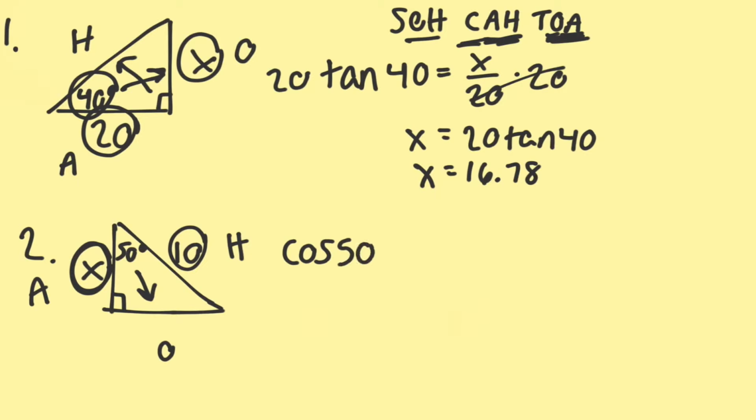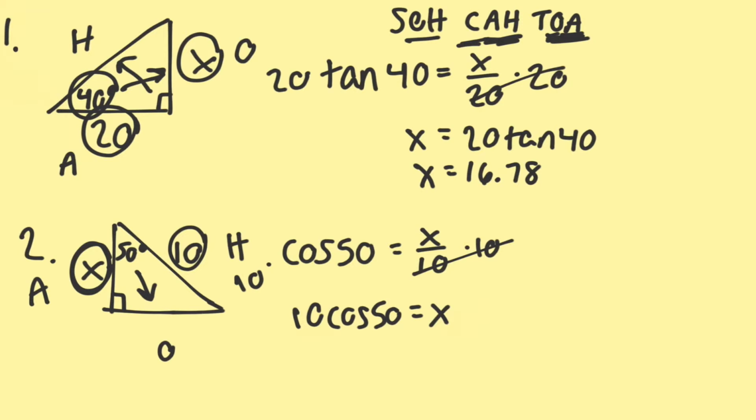Cosine of an angle, cosine of 50, equals adjacent x over hypotenuse 10. We want x by itself, so we multiply by 10 to both sides. So 10 cosine 50 equals x. Plug that into the calculator, you get 6.43.